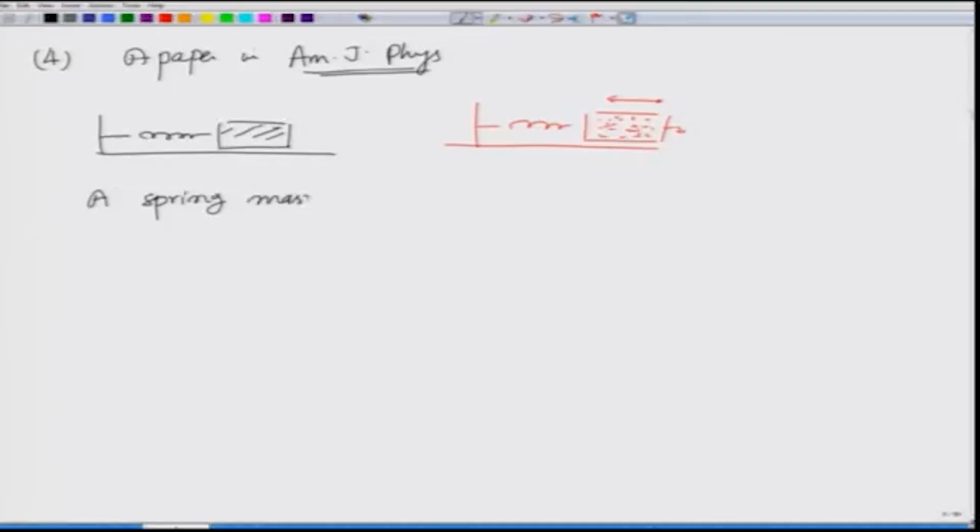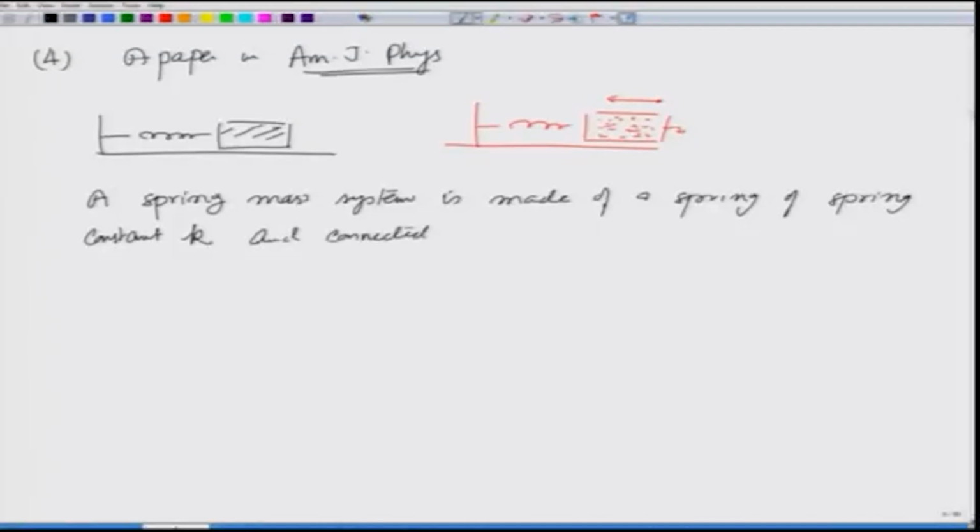Spring mass system is made of a spring of spring constant K and connected to an empty box.